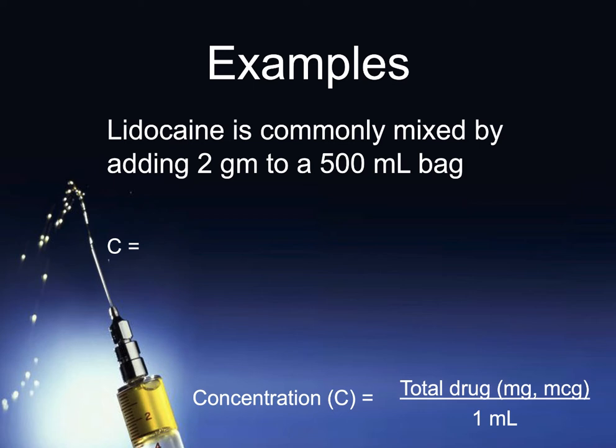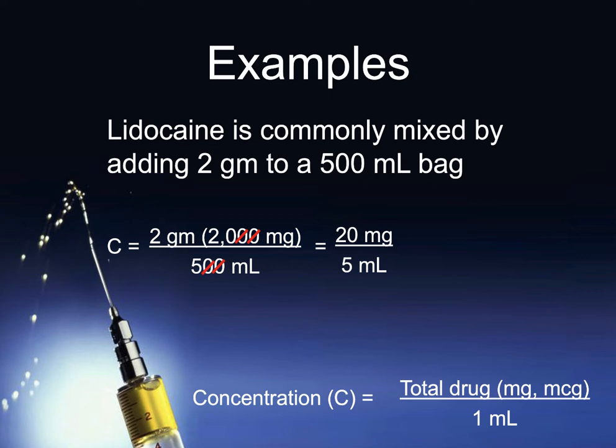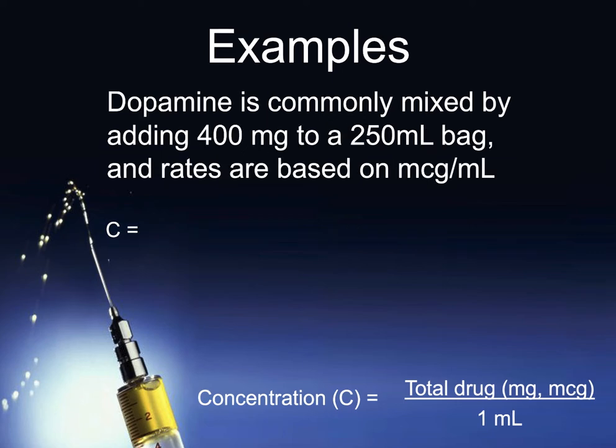So lidocaine is commonly mixed by adding 2 grams to a 500 milliliter bag. So 2 grams is the same as 2,000 milligrams. So if I have 2,000 milligrams in a 500 milliliter bag, I can cross out a couple of zeros and figure out that I have 20 milligrams in 5 mils. Do my division there. That means I have a concentration of 4 milligrams per milliliter. And now that's a medication that I can work with.